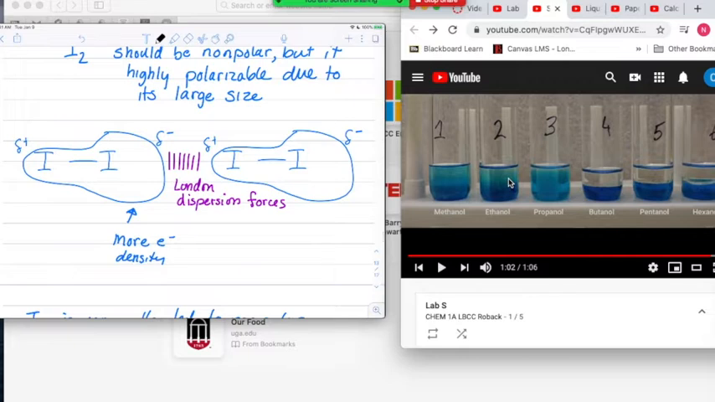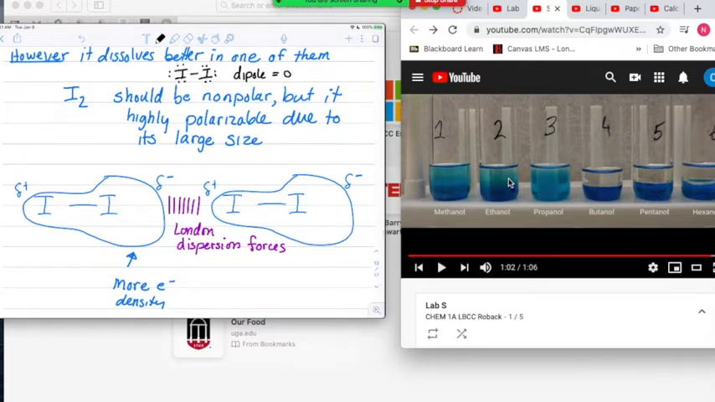So when it swings those electrons to one side, that becomes partially negative, and the other side becomes partially positive. And we talked in class about how when that happens to one molecule, the other one gets an induced dipole because it swings its electrons in response to the first one. Then they have an attraction, which we call the London dispersion force. So iodine, which is supposed to be nonpolar, sometimes doesn't act nonpolar because it is so polarizable.